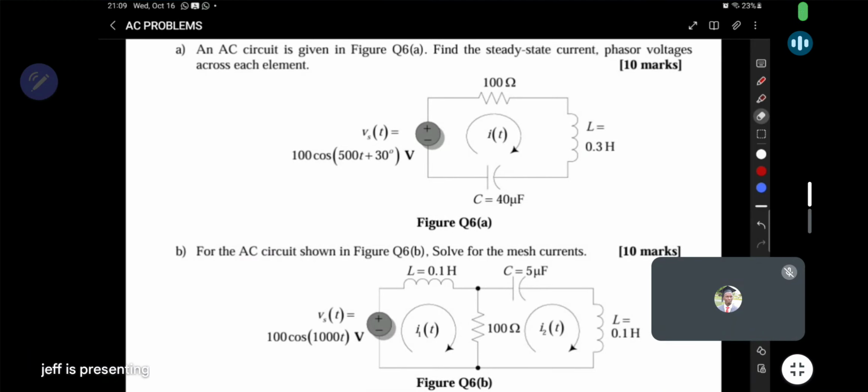So in this class, we're going to look at these two problems. They're coming from an exam paper. Let's see how best we could have answered this.